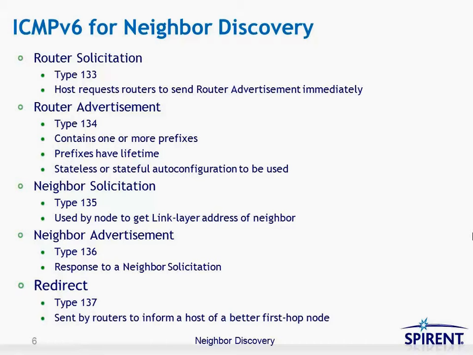A neighbor solicitation message type 135 is used by a node to get the link layer address of a neighbor, whether that's another host on the same subnet it's trying to communicate with, or a router if it's trying to communicate off subnet. A neighbor advertisement message is type 136. It's used in response to a neighbor solicitation message just mentioned. And finally, a redirect message type 137 is sent by routers to inform a host of a better next hop node.